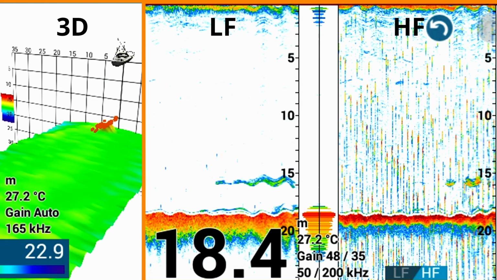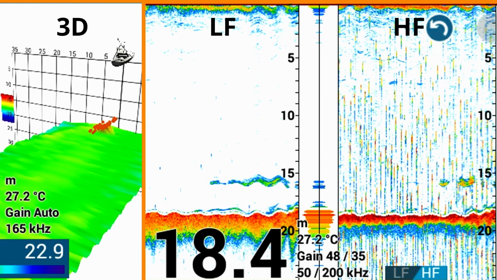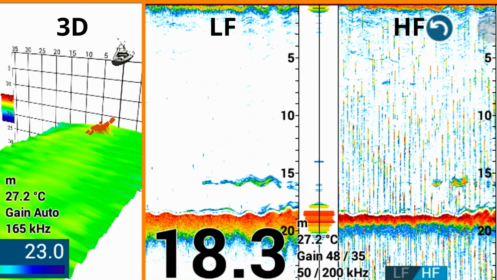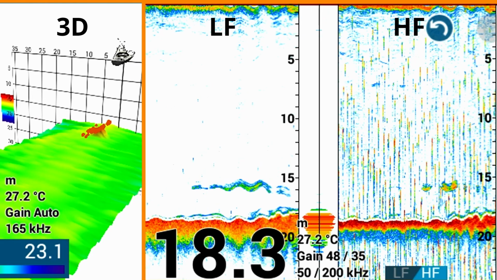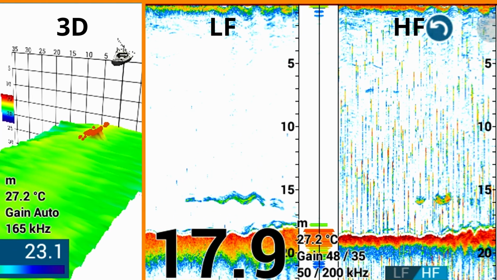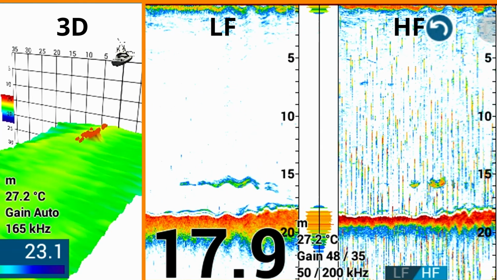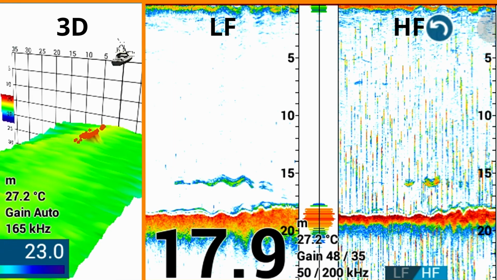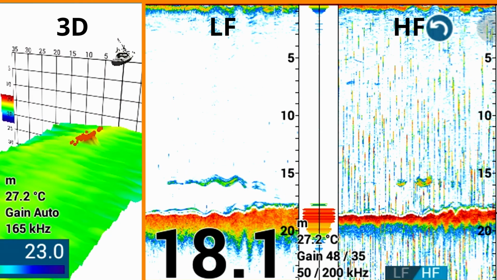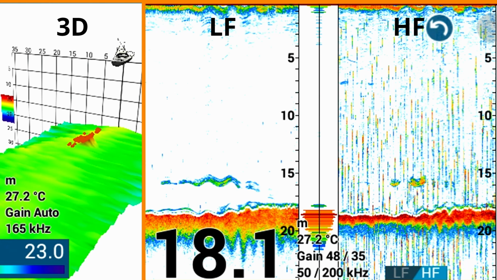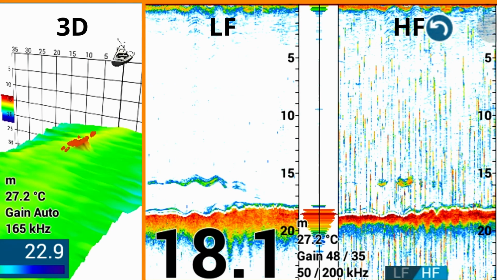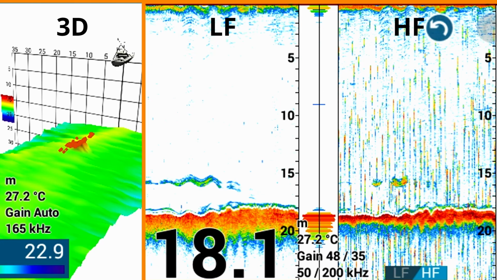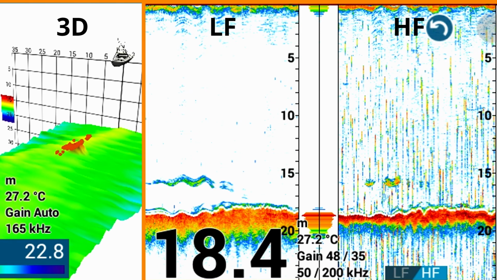The low frequency transducer has a beam width of 22 degrees at the frequency I'm currently running, and it also shows at least some fish at the same position, although we don't know from that screen whether they're to the left or right of the boat or straight underneath us. The high frequency transducer has a beam width of 7 degrees at the current frequency, and it has picked up a few fish off the edge of the school.